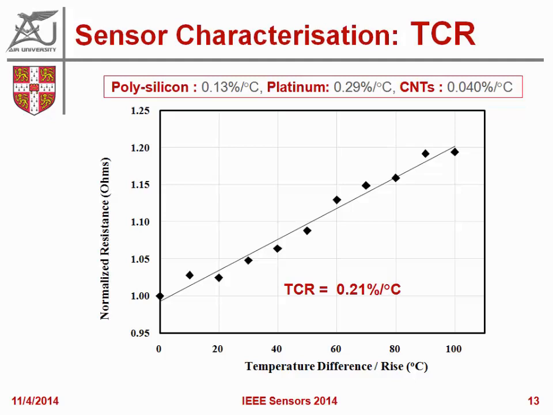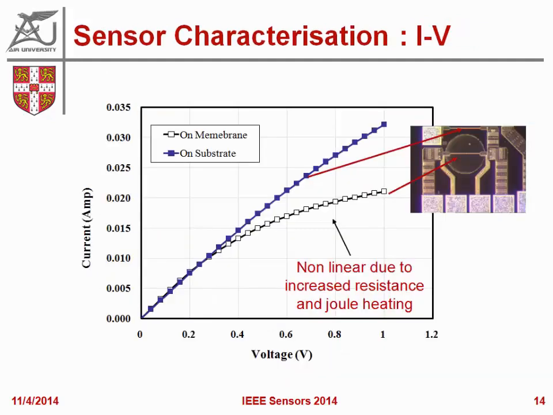They had a pretty low TCR. Another group at MIT and University of Florida reported platinum sensors with this TCR, and there's one odd CNT based wall shear sensor as well. So it's a pretty reasonable TCR.